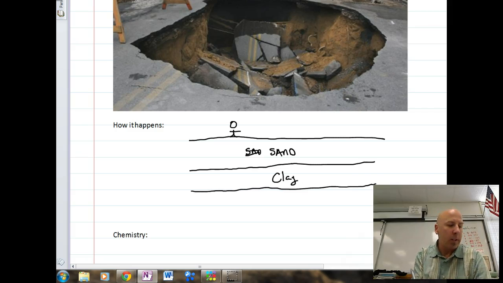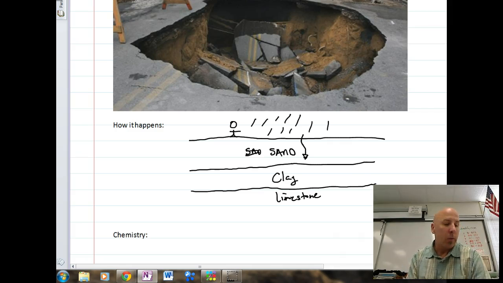And then if we dig down even further, we might have a layer of limestone. Now, what happens is when it rains, which it doesn't seem to be happening very often here in the Central Valley these days, but hopefully it will soon, that water will actually start traveling down through the sand.